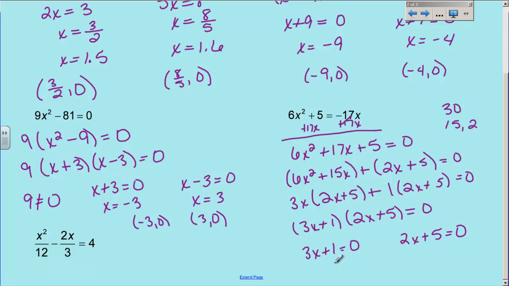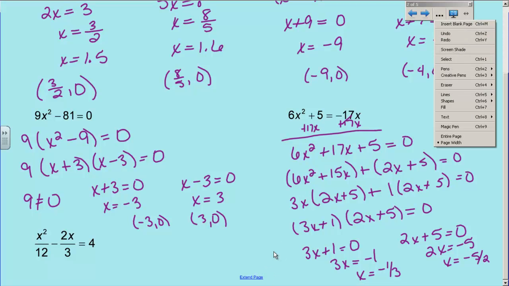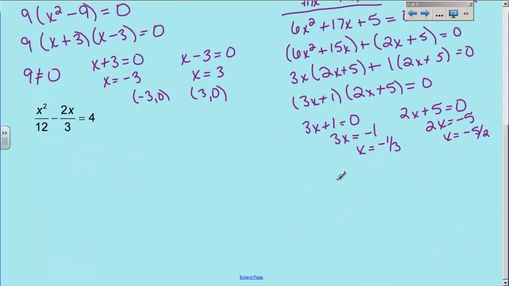Solve these. I subtract 1, I end up with 3x equals negative 1, and when I divide by 3, I have x equals negative 1/3. That's not going to be one you can convert to a decimal because 1/3 is repeating. You're just going to leave it as negative 1/3. And then when I solve this one, I end up with 2x equals negative 5. And then I divide by 2, so x equals negative 5 over 2. And since I left the first one as a fraction, I'm going to leave the second one as a fraction just because. And then I can write them as ordered pairs. So it crosses the x-axis at negative 1/3, 0, and negative 5 over 2, 0.